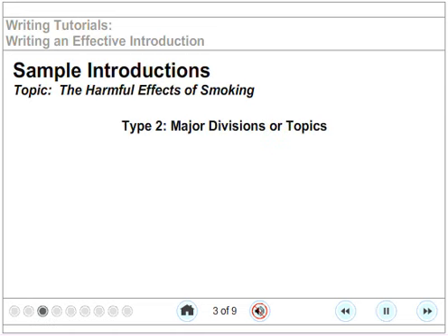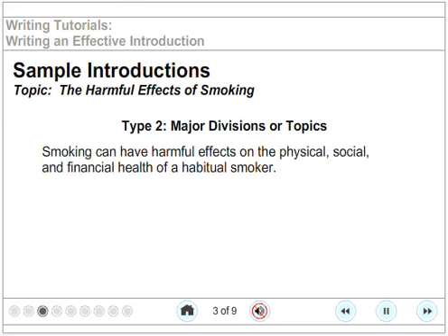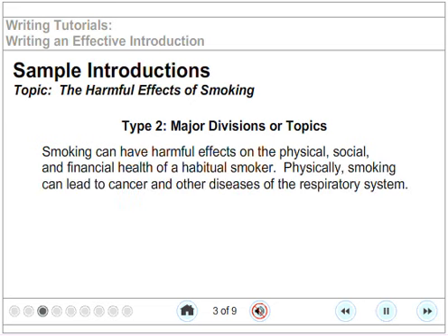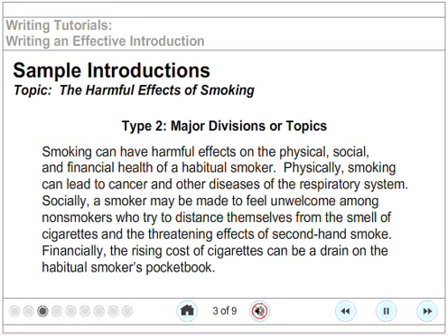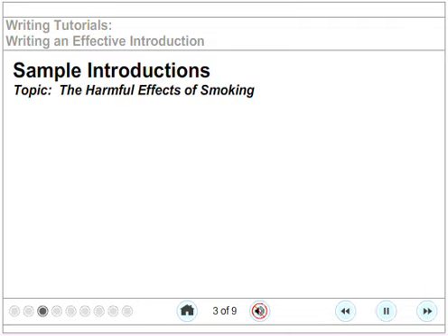Type 2. State the major divisions or main ideas of your paper. Smoking can have harmful effects on the physical, social, and financial health of a habitual smoker. Physically, smoking can lead to cancer and other diseases of the respiratory system. Socially, a smoker may be made to feel unwelcome among non-smokers who try to distance themselves from the smell of cigarettes and the threatening effects of secondhand smoke. Financially, the rising cost of cigarettes can be a drain on the habitual smoker's pocketbook. The writer establishes three main ideas that she will pursue in the body of her essay.